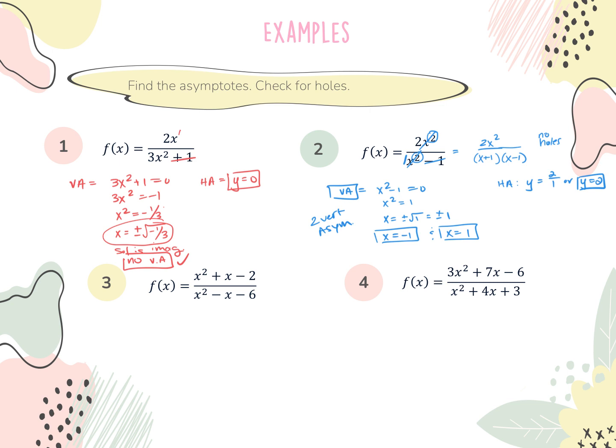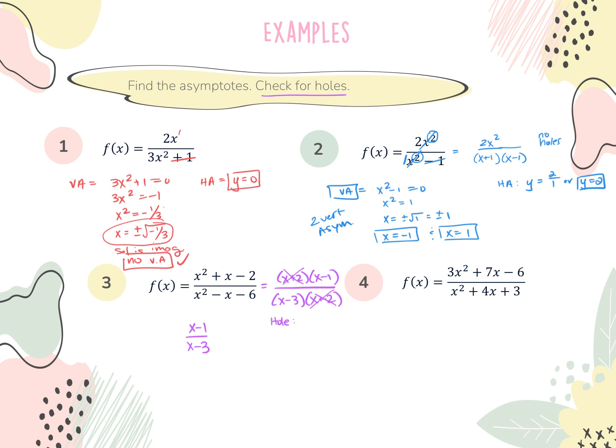Now we're going to get to some that most likely have holes. I don't think they'd ask us to check for holes if they didn't have any. So again, we're going to start out by factoring our equations. The top factors to x plus 2 and x minus 1. This bottom one factors to x minus 3 and x plus 2. You notice that the x plus 2 and the x plus 2 are going to cancel out, leaving you with this simplified expression. We're going to use that simplified expression, but because the x plus 2 was repeated, this is going to have a hole.